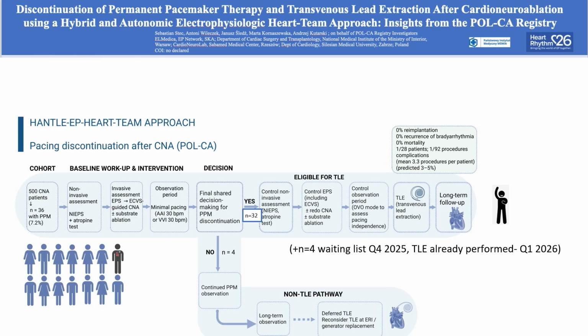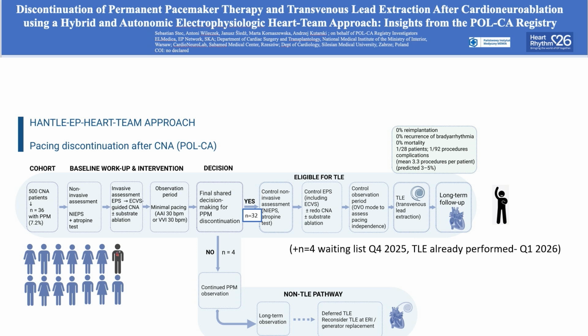And this is another group, already presented at HRS, the patients that come for cardioneuroablation with a pacemaker. We found 36 patients in our group of 500, and we decided to do the procedure, then validate within 2 months with invasive assessment, and then proceed to explantation. Until now, we have 32 patients already explanted or waiting for explantation, with only 1 tamponade, and the long-term follow-up over 3 years is very successful, because nobody needs extra cardioneuroablation or reimplantation.